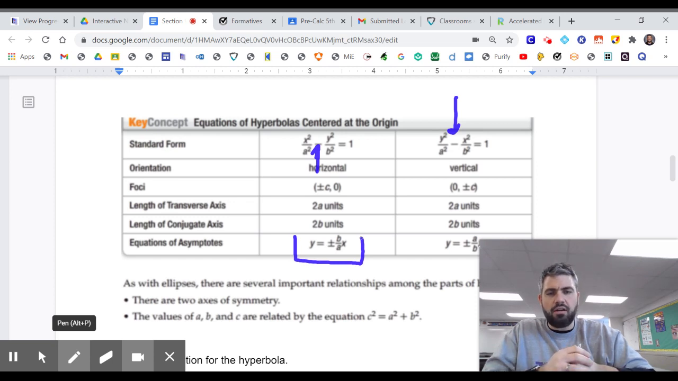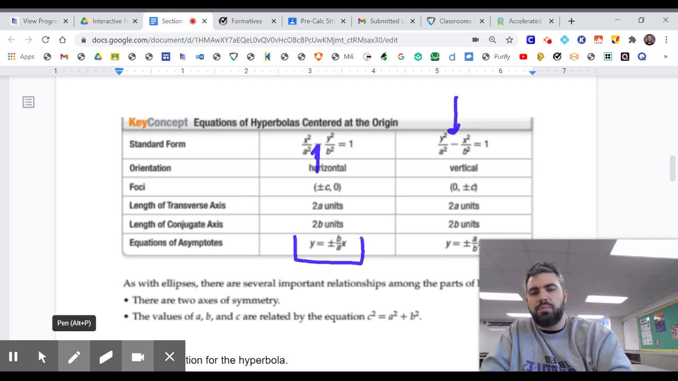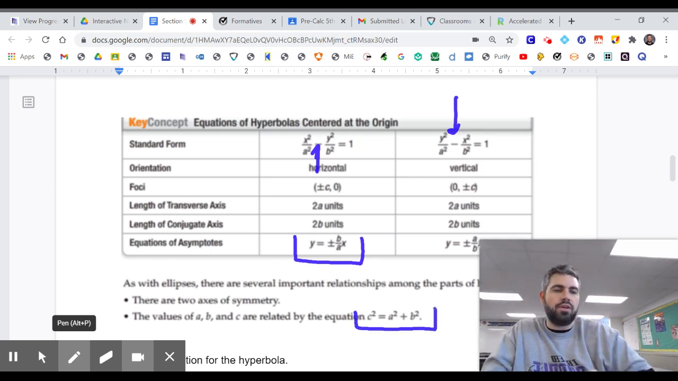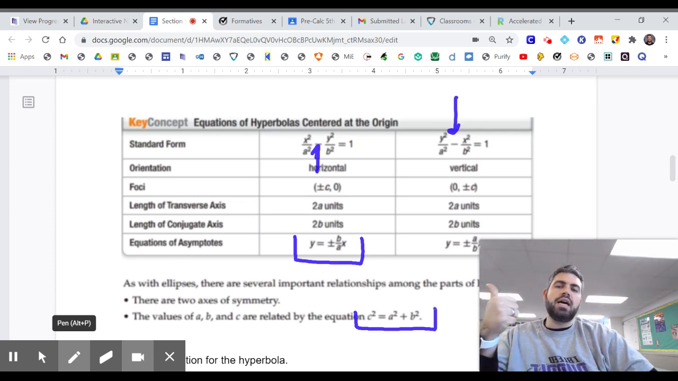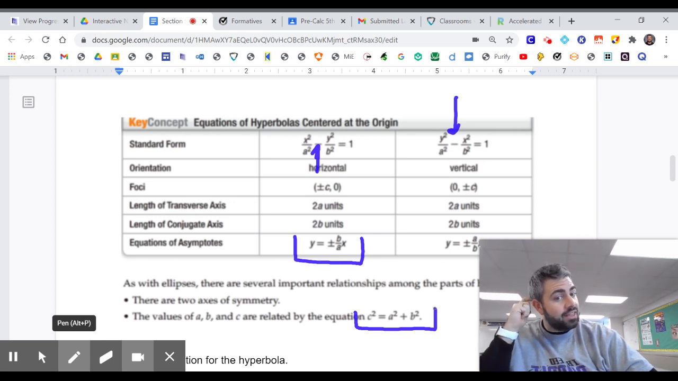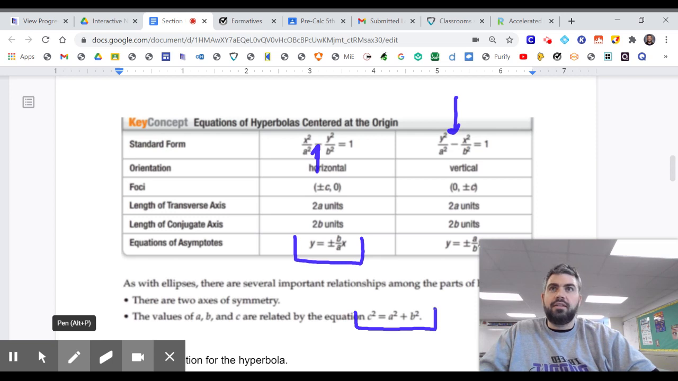Again, the foci are at c, and they have a relationship much like the Pythagorean theorem. The difference from ellipses, where c squared was a squared minus b squared, is that with hyperbolas, c squared equals a squared plus b squared. And you'll notice that is like the Pythagorean theorem. It actually helps us out quite a bit, which is kind of sweet.